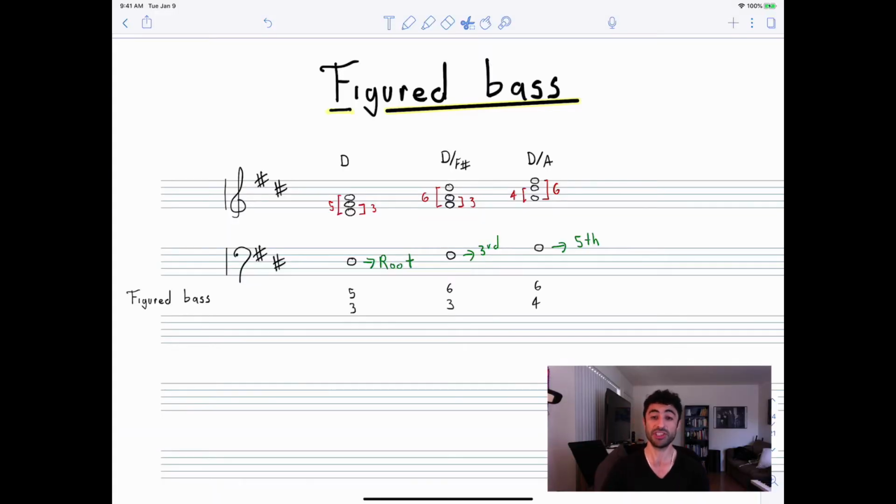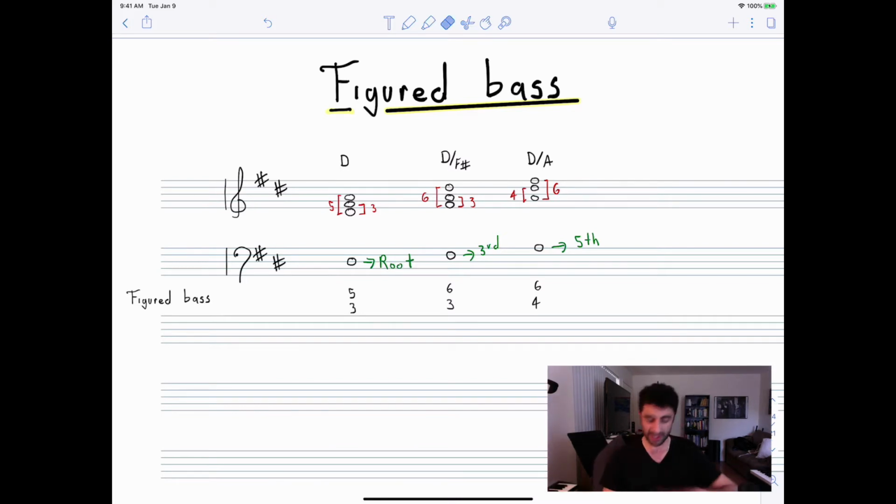And then I told you that this just seems like a lot of work. Musicians didn't like to write all those numbers all the time, so they started using abbreviations. With the first one, with root position chords, they were like, no, there are too many root position chords and I don't want to write all those numbers all the time.